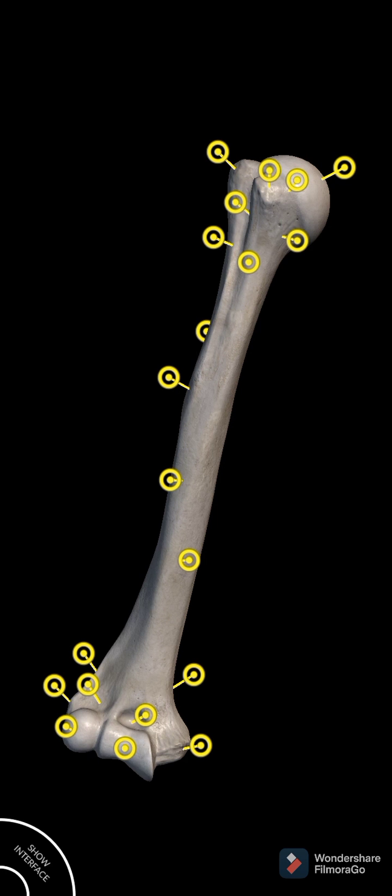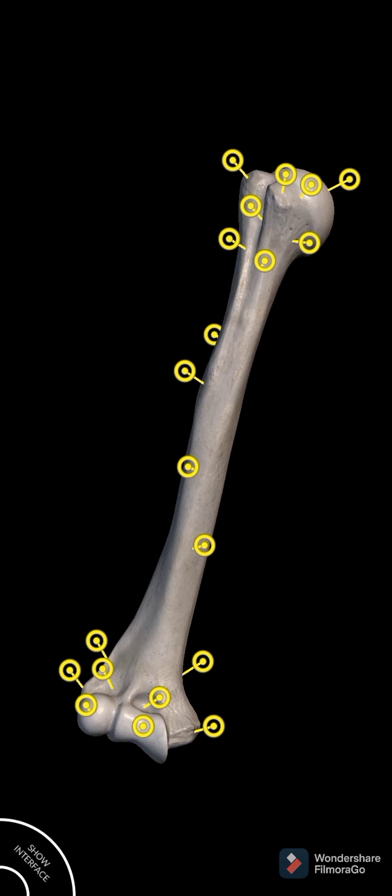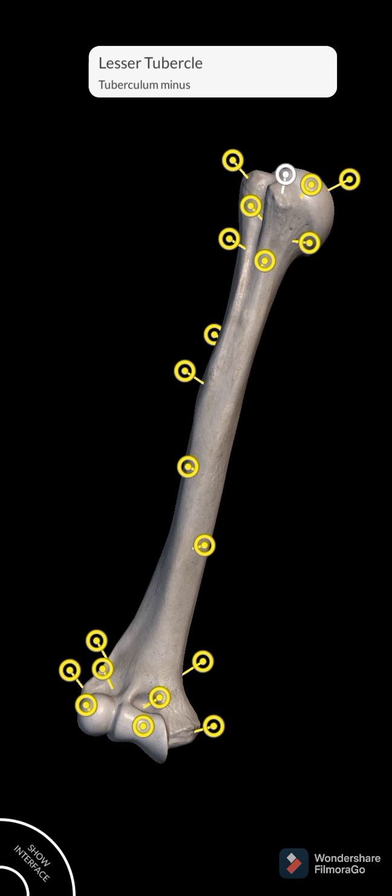There are two roughened elevations on the proximal surface of the humerus. One is large, which is called the greater tubercle, and one is small, which is called the lesser tubercle. There is a groove present between the greater tubercle and lesser tubercle, which is called the intertubercular groove.